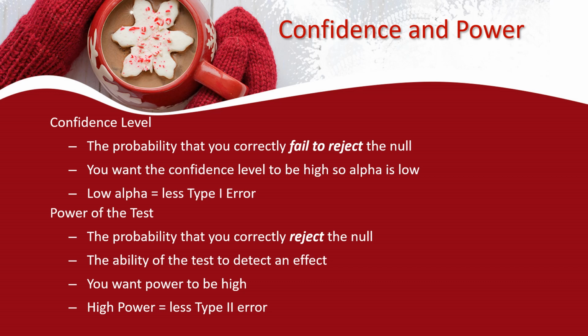Now, at this point, your head might be swimming a little bit. I think I had you at confidence level, but power of the test one more time, and then I'll talk about it a little bit more, and then I'll show you some examples. It's essentially just the probability that you correctly reject the null. Errors were the probability that you made a mistake. Power is the probability that you got it right. Confidence level is the probability that you got it right.